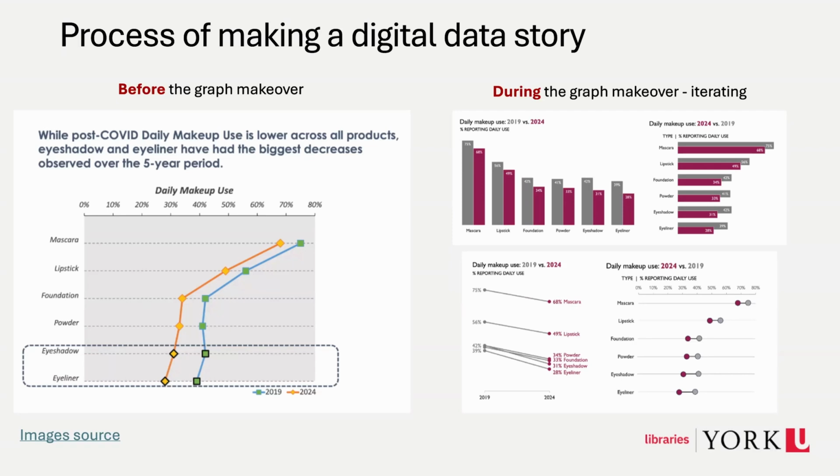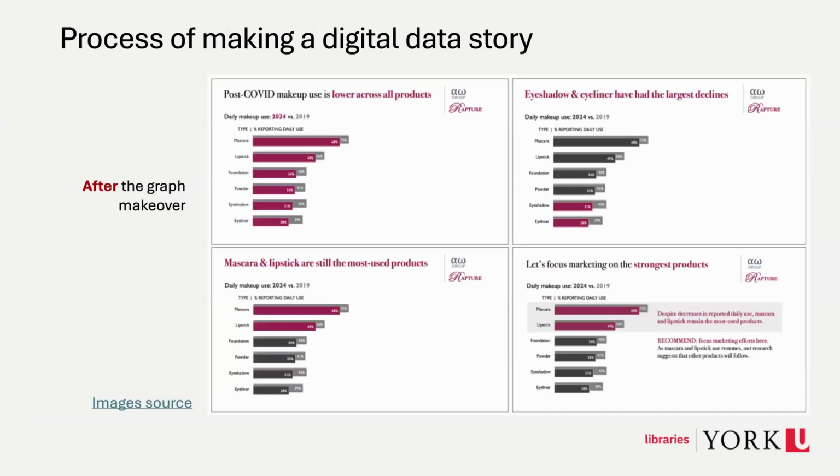And so on the right-hand side, we can see that there was a lot of iteration done by the consultant who was making over this graph. So they created all these different forms of visualization, some bar charts, some column charts, some dot plots, some scatter plots, to be able to showcase that difference because that was the main hope of the story. So if we can go to the next slide, this is the final result.